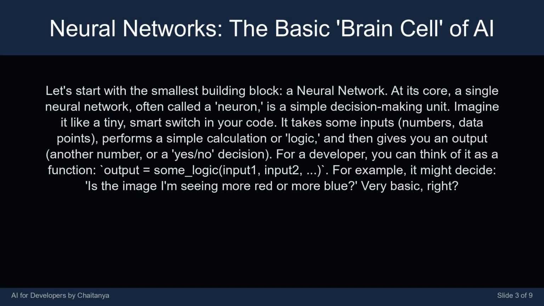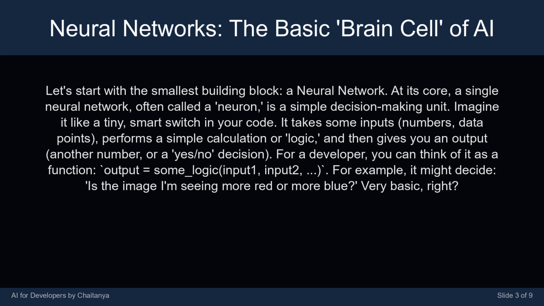Let's start with the smallest building block, a neural network. At its core, a single neural network, often called a neuron, is a simple decision-making unit. Imagine it like a tiny, smart switch in your code. It takes some inputs, numbers, data points, performs a simple calculation or logic, and then gives you an output. Another number, or a yes/no decision. For a developer, you can think of it as a function. Output equals some_logic(input1, input2). For example, it might decide, is the image I'm seeing more red or more blue?